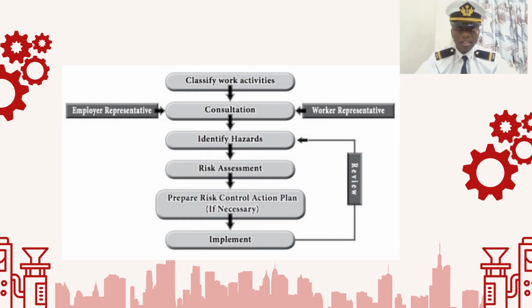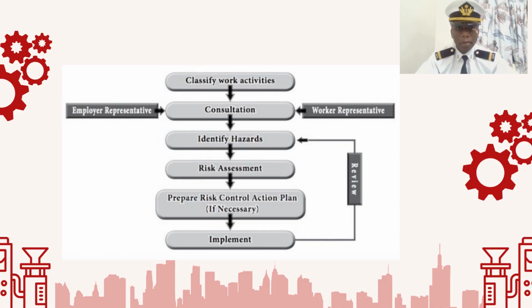This is where we ask how bad is it? We evaluate the level of risk. Is it a small risk or a high priority danger? Fifth, we prepare a risk control action plan. This is where we decide what to do about it. Do we eliminate the hazard or do we add a warning sign? Do we provide new PPE? So these are the questions we need to ask for the control action plan.